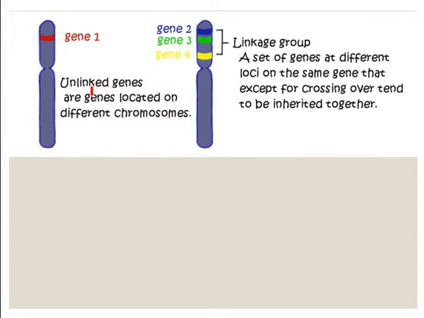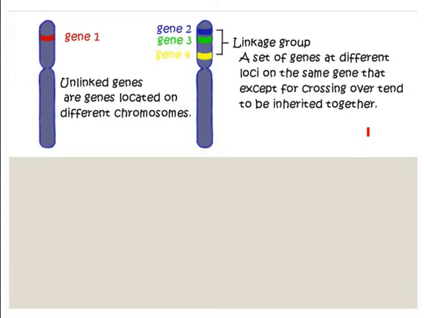Let's say we've got gene 1 here, and then we've got gene 2, gene 3, and gene 4. This gene and these genes are on completely different chromosomes, so they're unlinked. But these three are a linkage group. They're a set of genes at different loci, but they are located quite close to each other on the same chromosome. So they will tend to be inherited together.